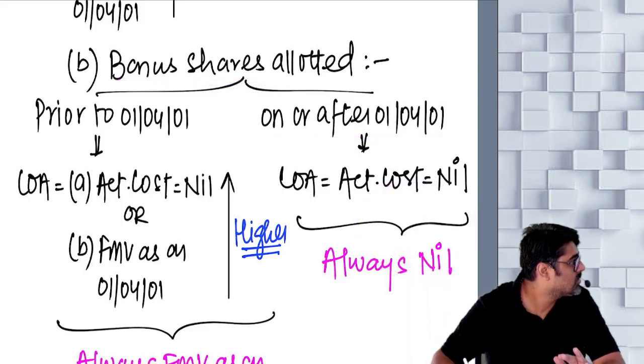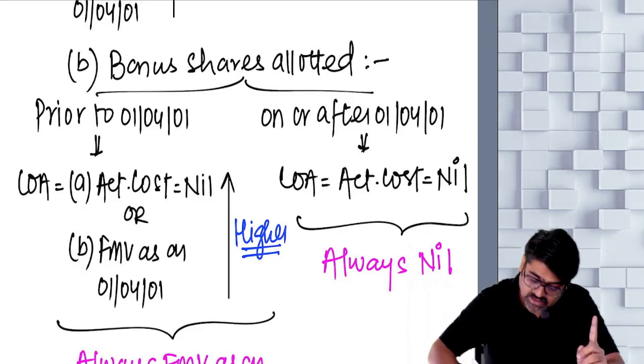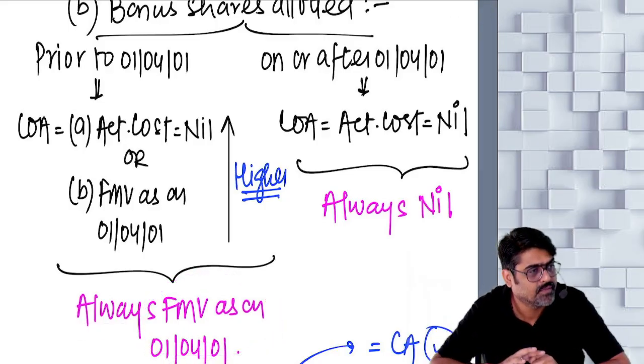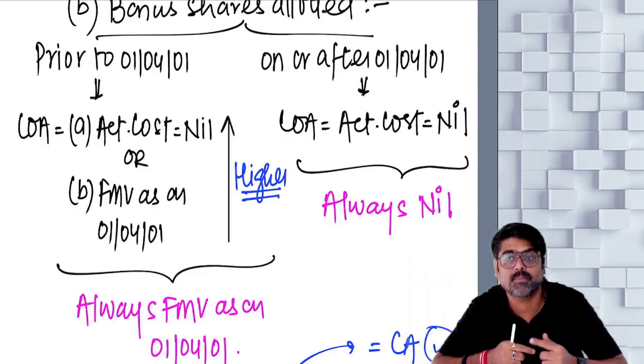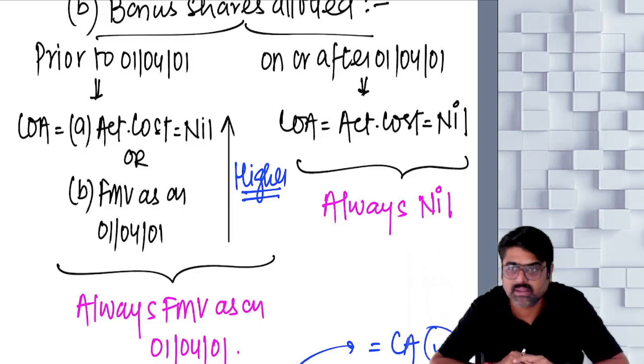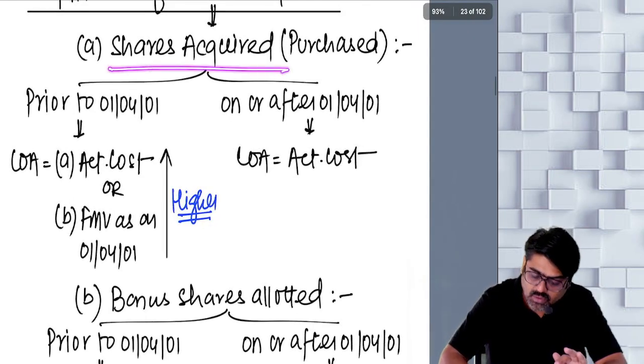Yes or no? But if the bonus shares are acquired prior to 1st April 2001, you get that option to take the fair market value. In that case, actual cost, which is nil, or fair market value, whichever is higher, here it will always be the fair market value. So what will be the cost of acquisition of bonus shares acquired on or after 1st April 2001? Nil. What will be the cost of acquisition of bonus shares acquired prior to 1st April 2001? Fair market value as on 1st April 2001. That's it. Understood?